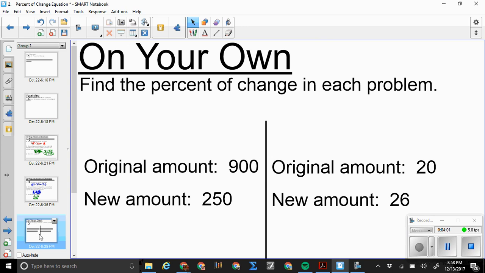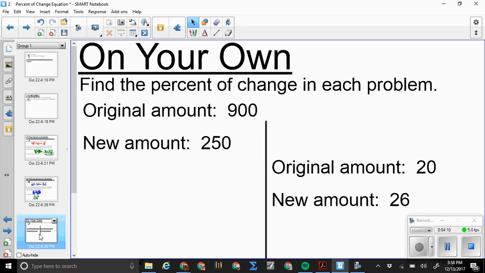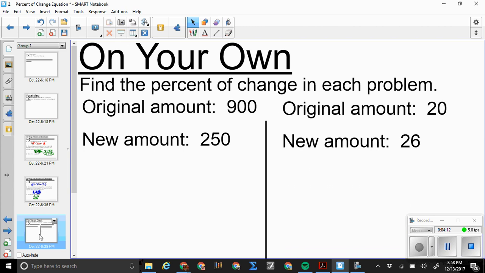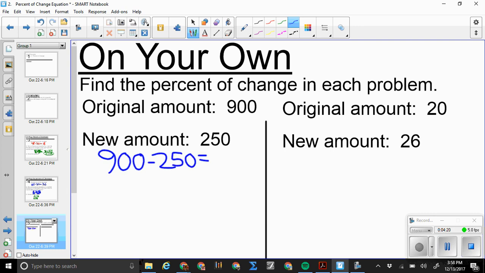So we're going to try two problems here on your own. Now is a good time to pause the video and work these problems out. While you do that, I'm going to go ahead and solve it. Move these up. So our original amount is 900. Our new amount is 250. We'll figure out how much we decrease by. We get 650. And we'll set up our equation again.